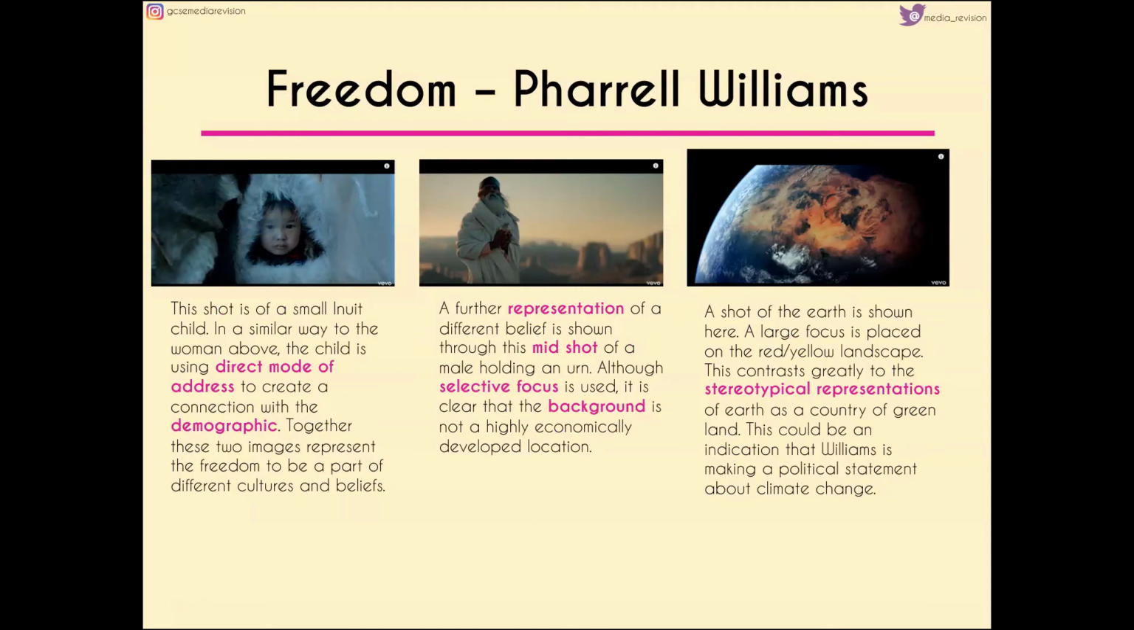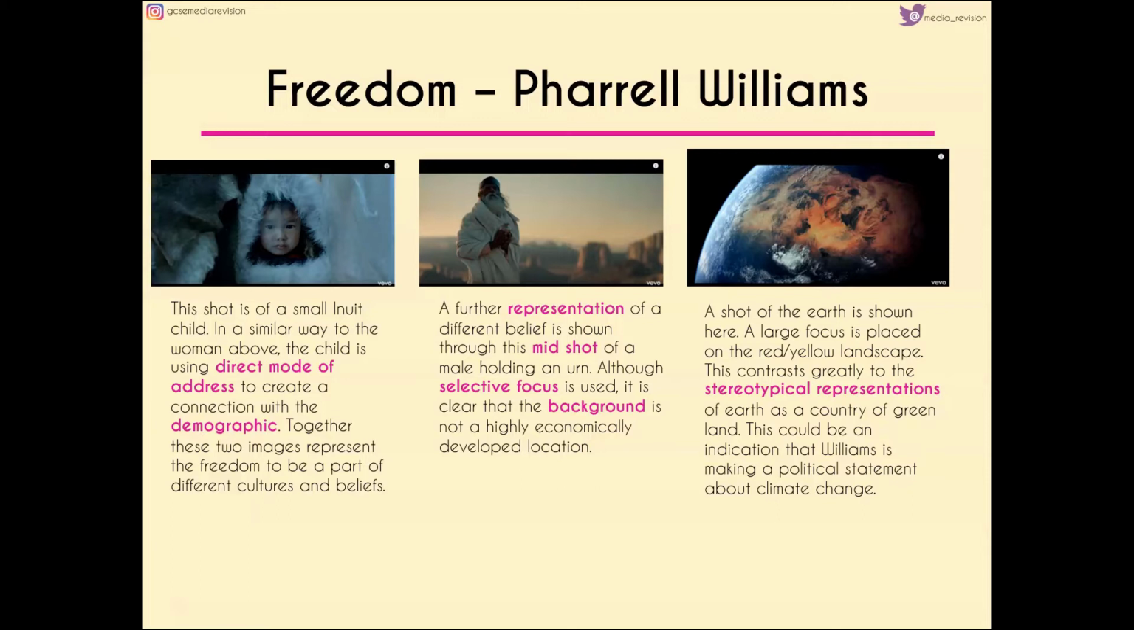In a similar way to the woman on the previous slide, the child is using direct mode of address to create a connection with the demographic, and together these two images represent the freedom to be part of different cultures and beliefs. A further representation of this belief is shown through the mid-shot of the male holding an urn.